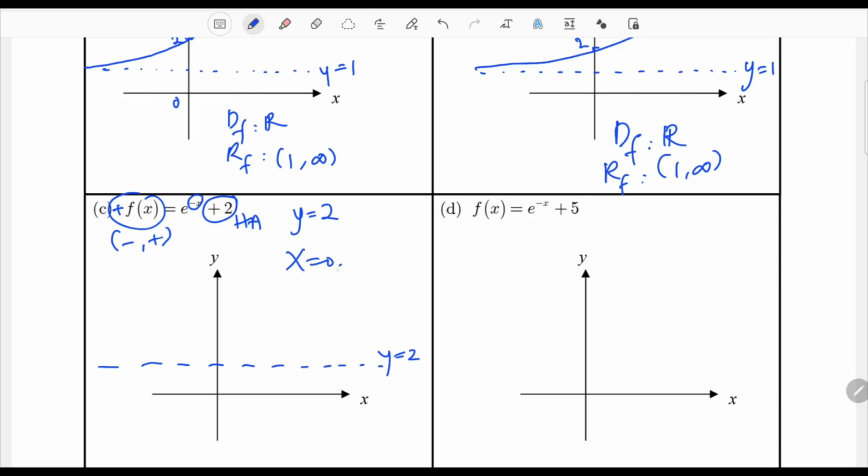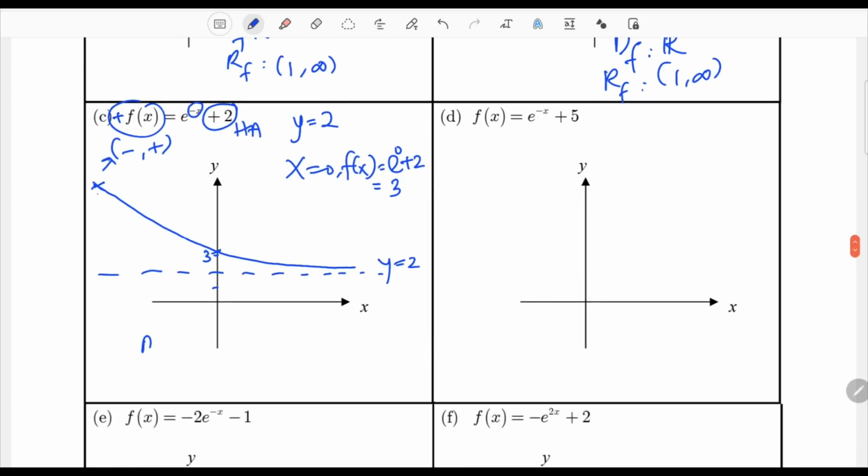When x is 0, substitute, you get f(x) equals e to the 0 plus 2, so you get 3. So this is 1, 2, 3. Remember, negative, positive is in the second quadrant. So the graph will be something like this. So this is your 3. Okay, so this is your point, negative, positive. The domain of f will be real numbers, the range of f will be from 2 to infinity.